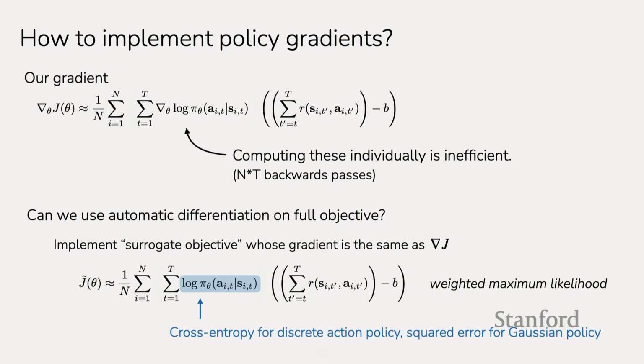Okay. And what this looks like in practice is a cross entropy loss for a discrete action policy, or something like squared error for a Gaussian policy. You could also use more sophisticated policies, like diffusion or something like that as well.